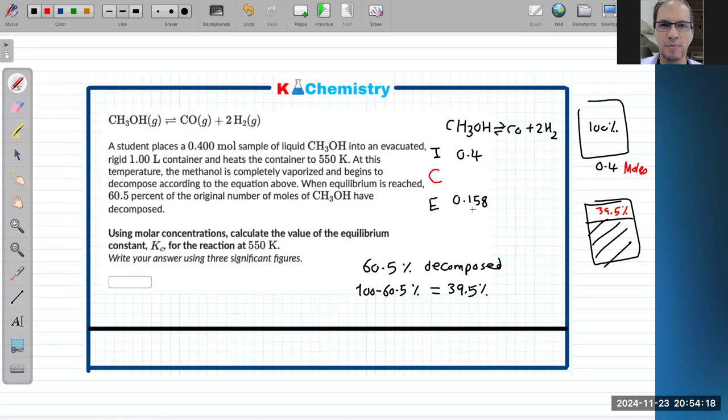What is the change? Can I find the change here, Julian? How do I find the change? Because the change here is very important. This is what's going to tell me how much is increased or decreased. So if I have minus x here, this will be plus x, and this is plus 2x. I don't have Kc here. I need the Kc, so I have to find one of the unknowns.